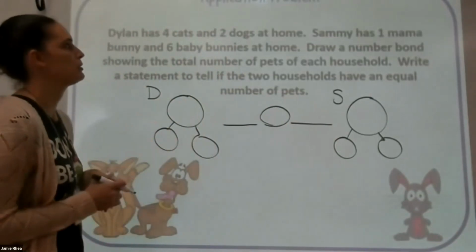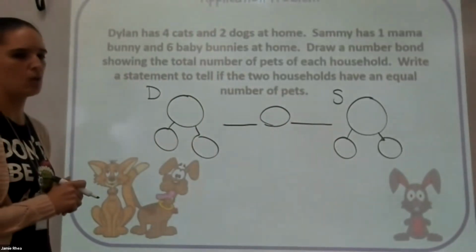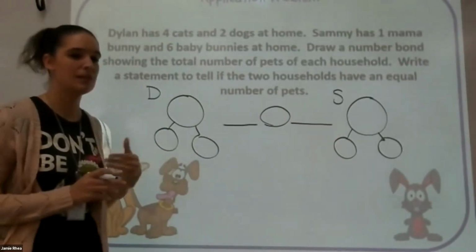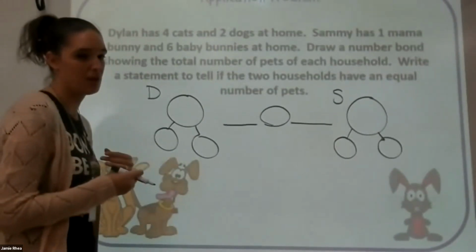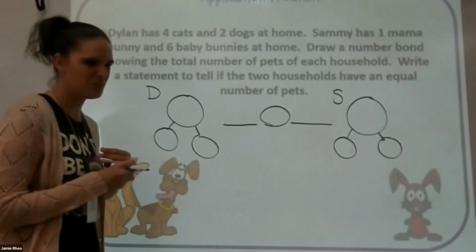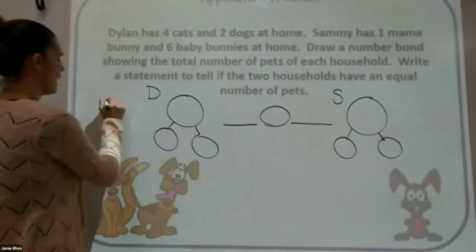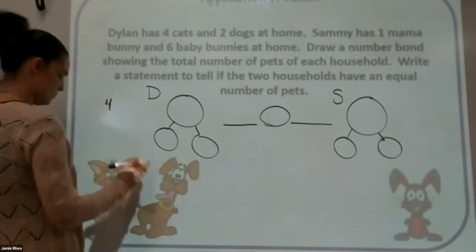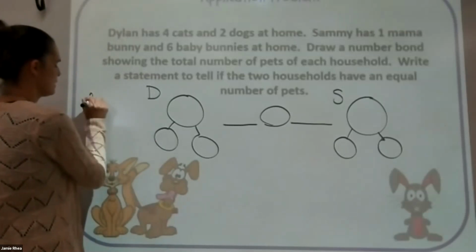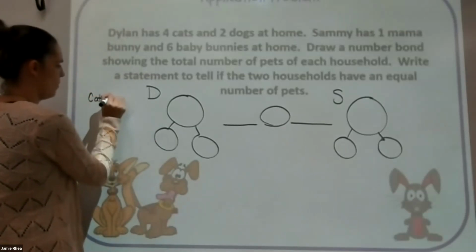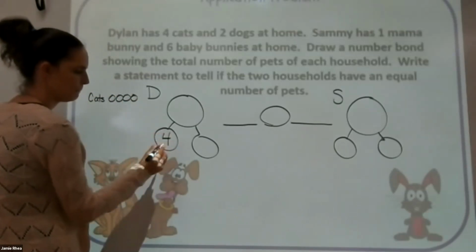So let's go be a number detective, look for clues, and see if we can solve Dylan's number bond first. Dylan has 4 cats and 2 dogs at home. Now, it doesn't tell me I need to draw a picture, but I'm going to just in case I need some help to count on, okay? Or I could even make some dots to help me count on. So let's look. I have 4 cats. Whoops, wrong thing. I wanted to write the word cats. 1, 2, 3, 4. I'm going to put 4 in my part.